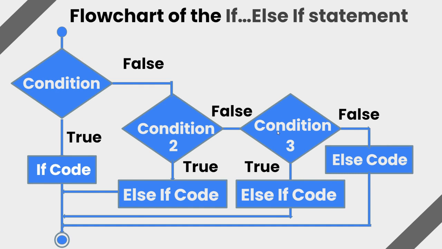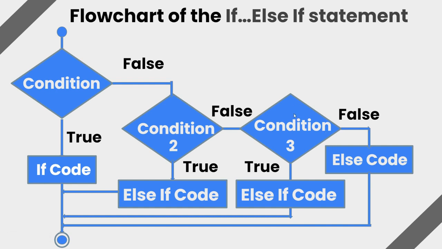Now, if condition number 3 turns out true, the else if code for this particular condition would execute. And the moment this code executes, it would branch to the end of the program, ignoring the ones that appeared before it and the ones after. It would just ignore anything else.